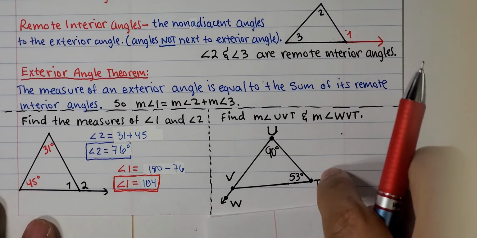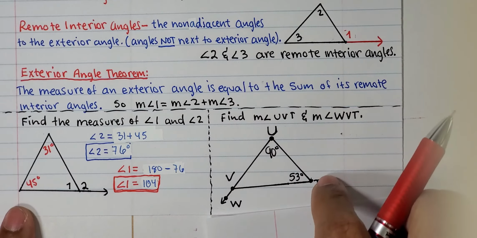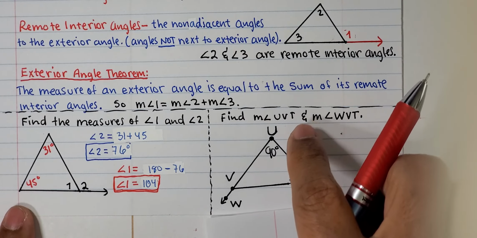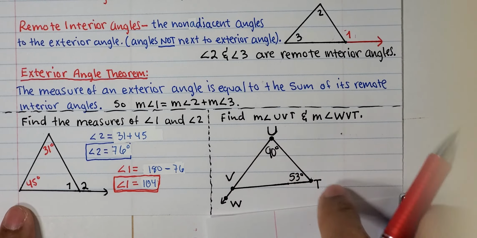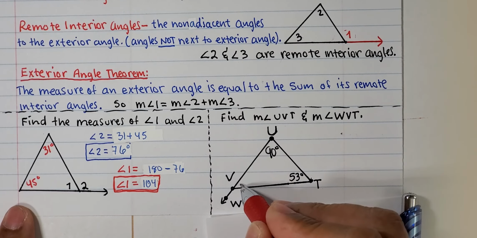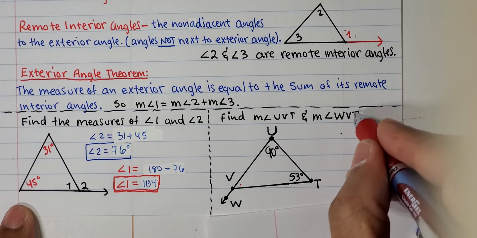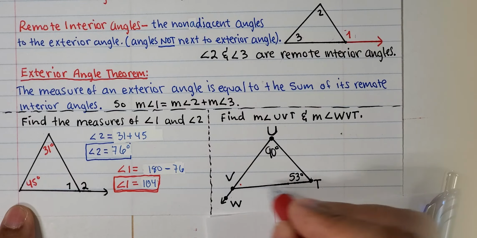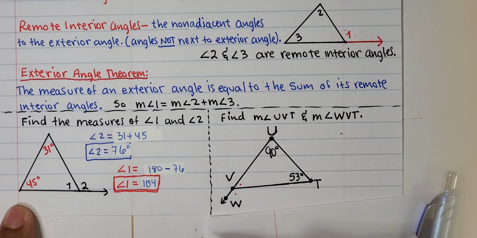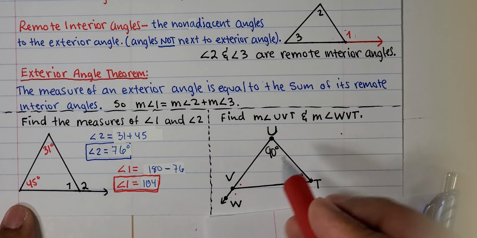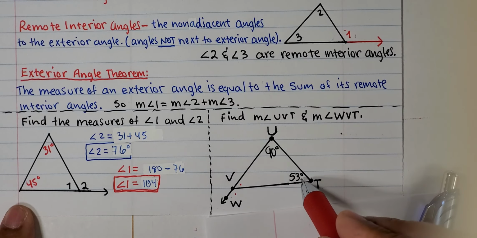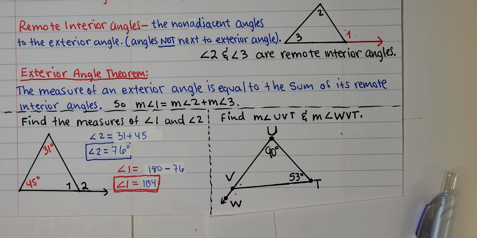I want you to try this one here. Use this theorem to help you find the measure of the angles that they want you to find. So UVT, that's this angle here. These three angles have to add up to 180. And WVT, that's this angle here, so that's the exterior angle. And don't forget, this angle is equal to the sum of its two remote interior angles. So I want you to try it, and then we'll discuss this in the classroom.